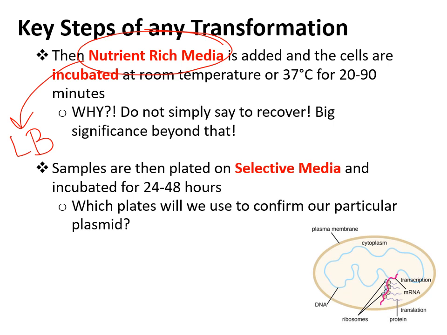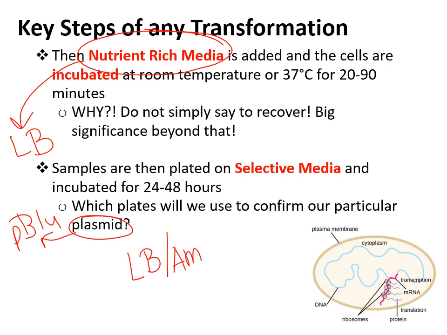Now, in order to confirm that our particular plasmid, which again, remember, is P blue, which plates will we use to confirm that plasmid? The main plate that will confirm success is the LB AMP XGAL plate.